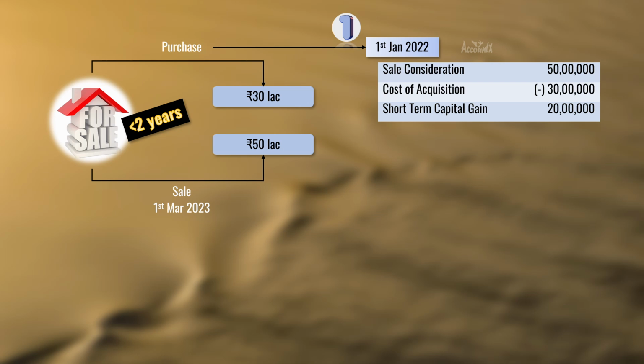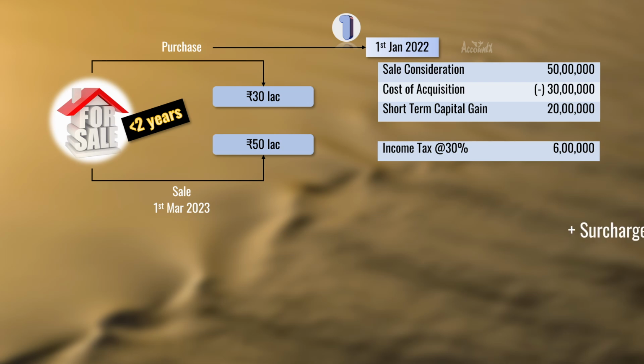In case of short-term capital gain, the rate of tax would be as per your slab. So, if you are in a tax bracket of 30%, then 30% of 20 lakh would be 6 lakh. This would be your income tax liability. In addition to this, surcharge, if any, plus health and education cess at 4% would be extra.